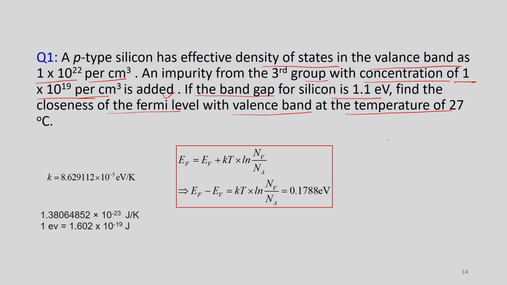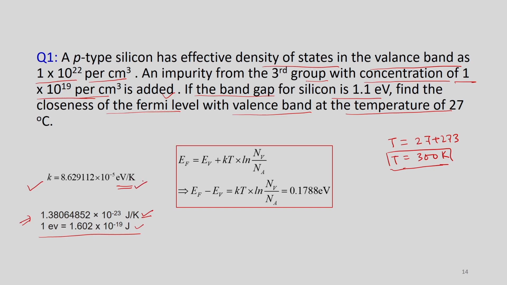Temperature, as I said, has to be in Kelvin, so it will be 27 plus 273, which is 300 Kelvin. Also we know the value of K is 8.629112 into 10 to the power of minus 5 electron volt per Kelvin. We must also know the value of K in joule per Kelvin, and we know 1 electron volt is 1.602 into 10 to the power of minus 19 joule. If we know this value, we can convert as per our requirement.